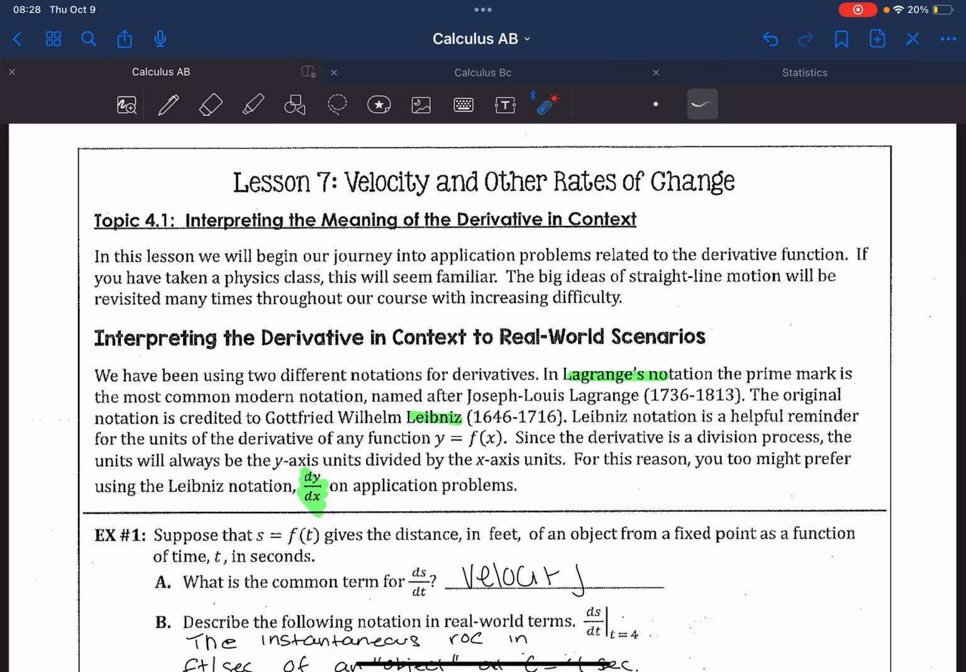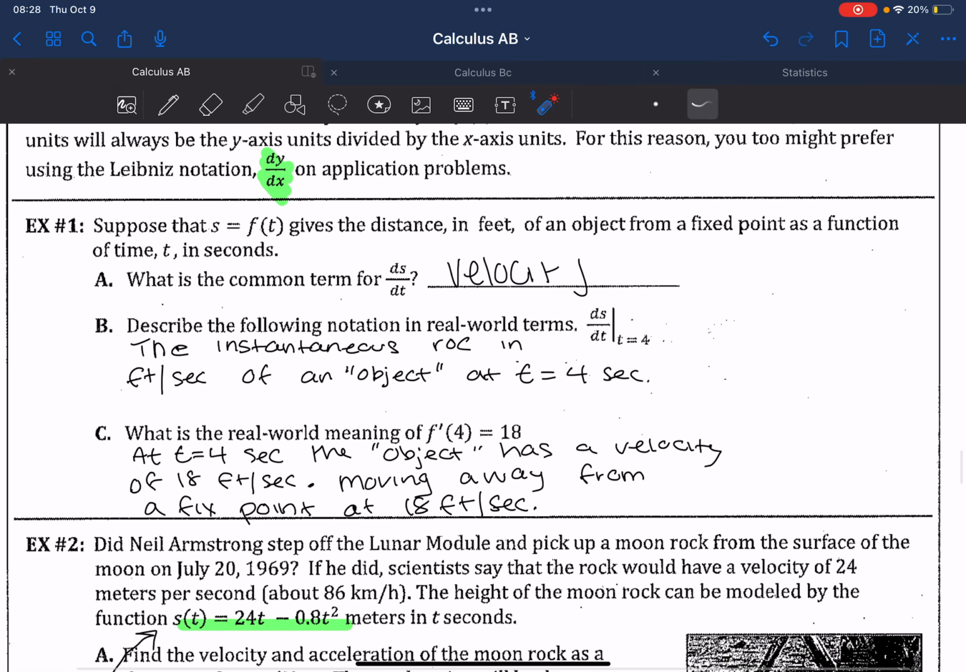Okay, notes 2.7, velocity and other rates of change. So this is where we were starting to talk about this a little bit in note 6. Okay, so we said if we were given the standard function, and the standard function was given in a distance such as feet, and this is an object from a fixed point as a function of time t in seconds. So it says, well, what if we needed to find the derivative of that?